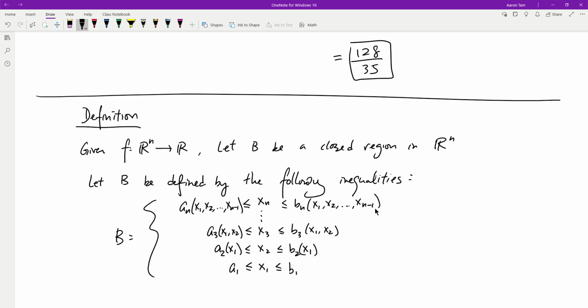It starts from the last variable that you want to use, and it gets between two functions that are using all of the variables underneath it. And then you work your way all the way down to the first variable, which has to be between two constants. Now, I'm simply listing region B by describing it using all the variables involved, the n variables, and just listing them in order from x sub n all the way down to x sub 1.